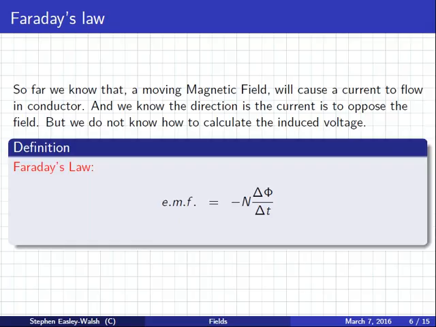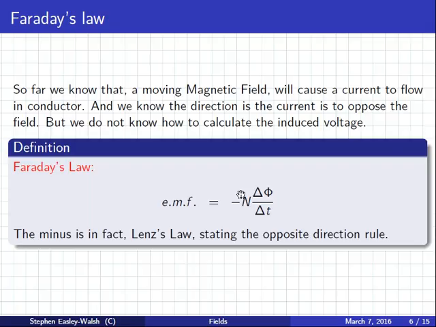So, the minus is there because of Lenz's law. You don't need to worry too much about the minus, but it says that the voltage will be opposite to the change of the magnetic field. So that's actually Lenz's law, the minus there.